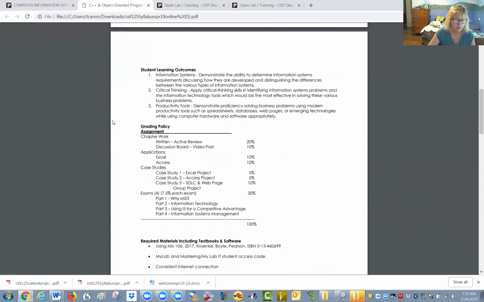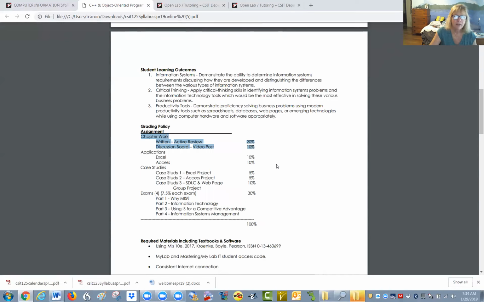What's most important, I think, is to read the grading policy. Now, I know you work hard in this class, so I give you credit for all of your hard work. 30% of your grade is the homework you do each week in chapters 1 through 12 of Using MIS. 20% is on the written homework, 10% is on the discussion board. I will go over these.